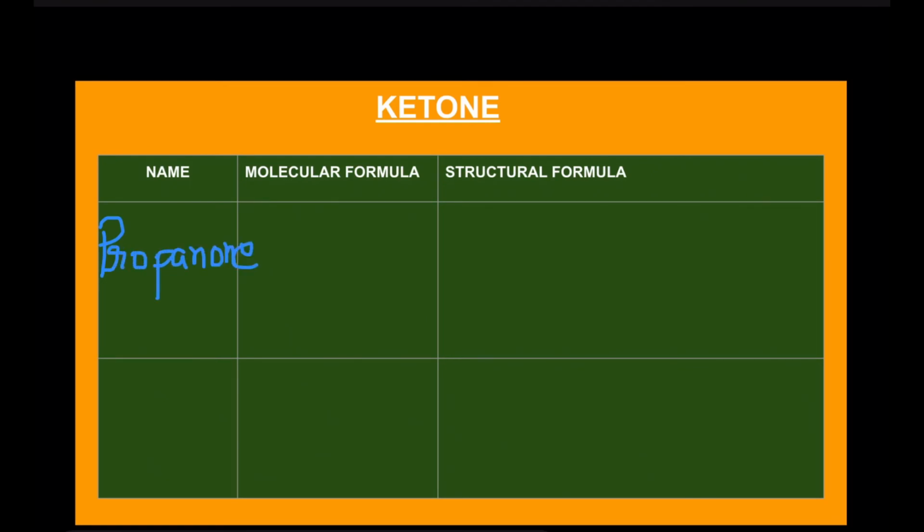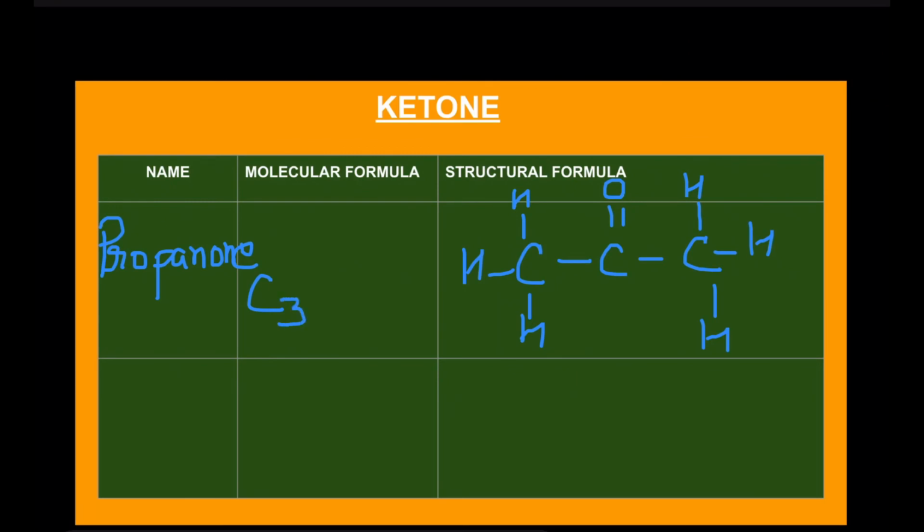Let's see the structural formula of propanone. As I told you, there are 3 carbons in it and the center carbon will have the ketonic group on it. Fill the hydrogens. The molecular formula of propanone is C3H6O. The next member is butanone.